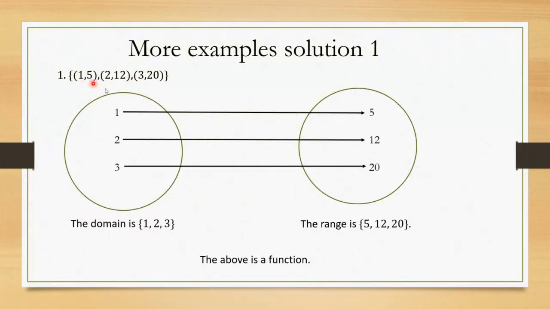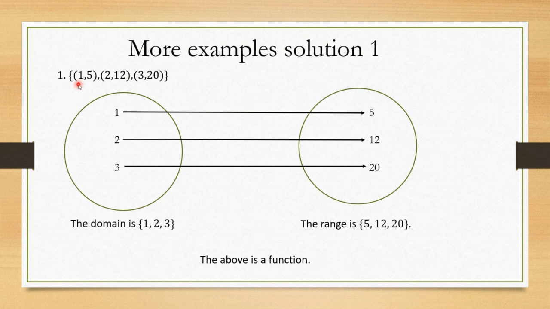So 1 would go to 5. That's what this arrow is telling us, okay? So that's what's happening. 2, 12, that's what's happening here. We have 2 going to 12. We have the ordered pair, so the arrow indicates that. 3, 20, we have 3 over here, and the arrow goes from 3 to 20. You could think of a relation as almost like an assignment. It doesn't have to be a function, but 1 is assigned to 5, 2 is assigned to 12, 3 is assigned to 20.